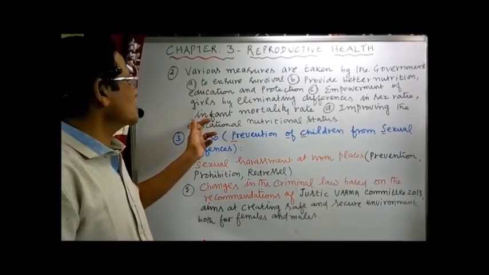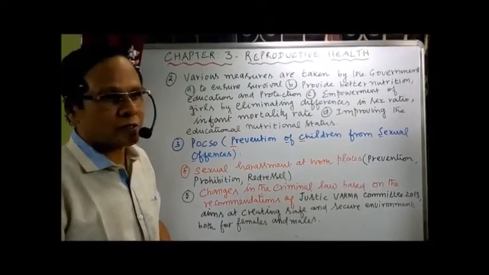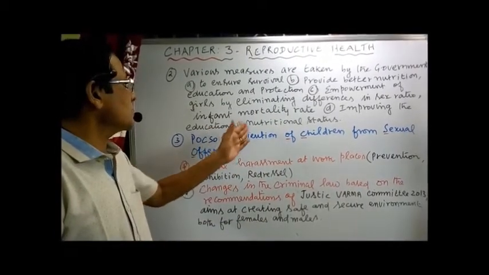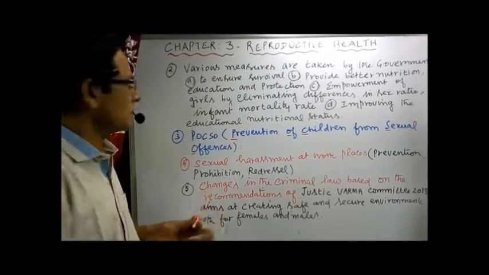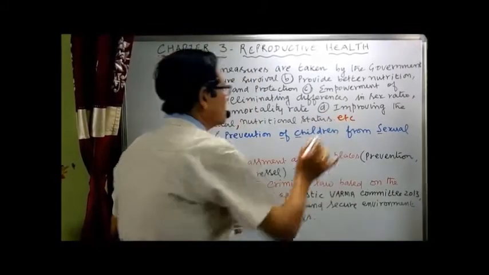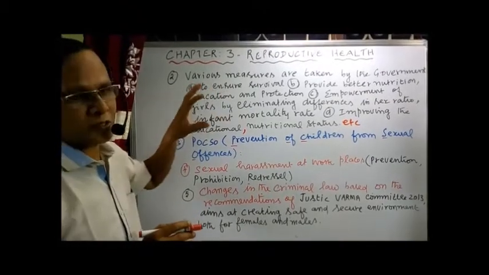Then we have also eliminating the infant mortality rate by means of increasing the medical facilities. Then improving the education and nutritional status, etc. So these are the measures taken by the government. The second one, the general measures.